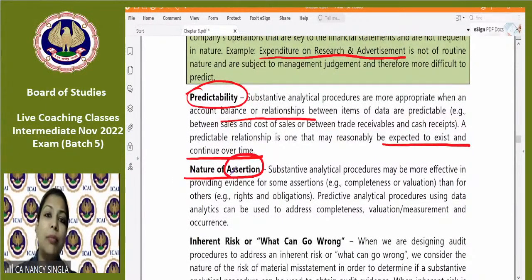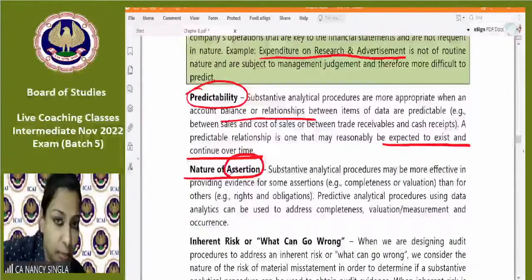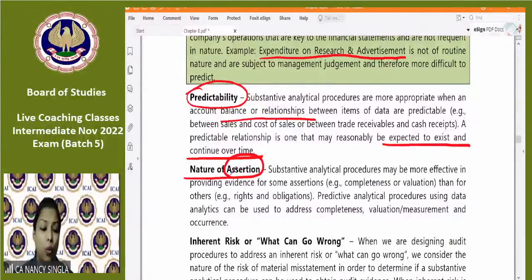You all have read about a number of assertions in chapter number 3. Now tell me, when I as an auditor have to check the completeness of sales, the valuation of sales. Last time there were sales of, let's say, rupees 100 crores. This time there may be an increase of 15% or 20%. So in valuation, in measurement and completeness, I can apply analytical procedure.